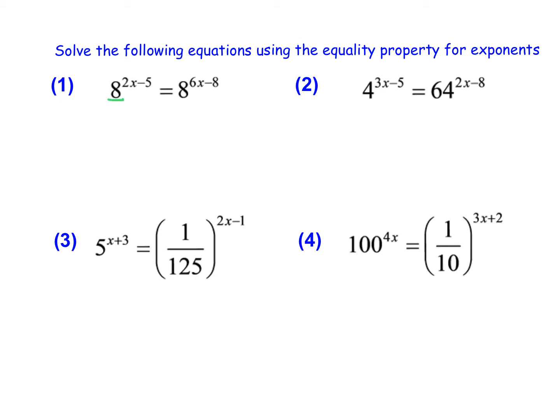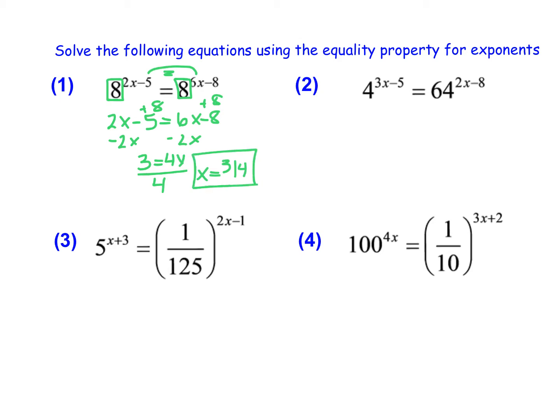This first example, what I notice is we already have identical bases. When we have the same base, we know that the exponents need to be equal. So we can set them equal to each other. So in this case, 2x minus 5 equals 6x minus 8, and then we can solve. So this should be as simple as, you subtract 2x from each side, you add 8 to each side, so we end up with 3 equals 4x, divide by 4, and x is equal to 3/4. Really is as simple as that. If they have a common base, you can set their exponents equal.